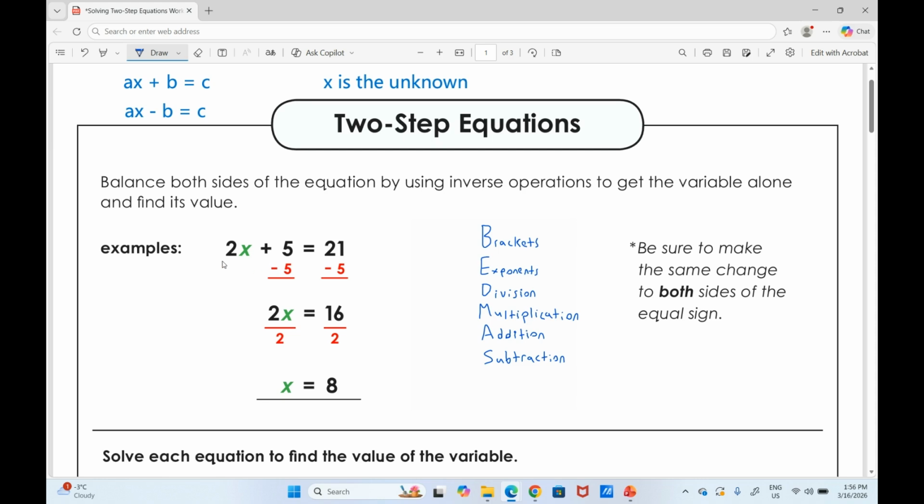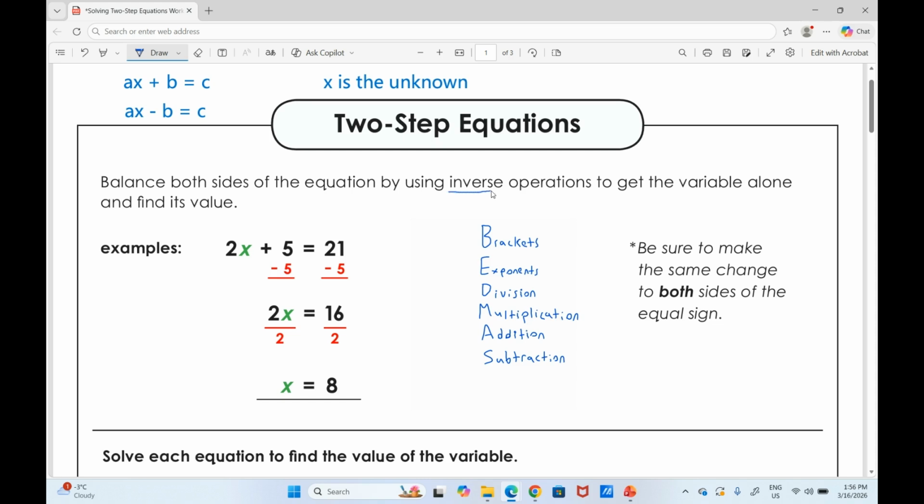Now, for two-step equations, it's a lot harder to guess and check. If you are able to guess what number I could multiply by 2 and add 5 to get 21, and you guess that number is 8, then that's very good. However, if the equation gets a lot trickier, then it's much harder to guess and check, as compared to one-step equations. So in order to solve this, we're going to go in order of inverse operations.